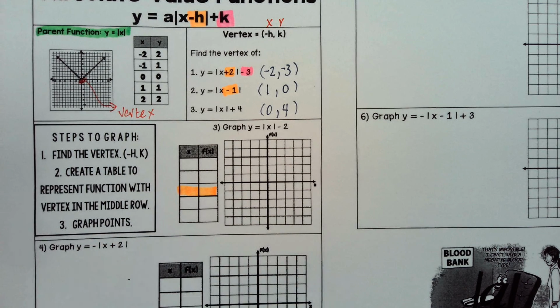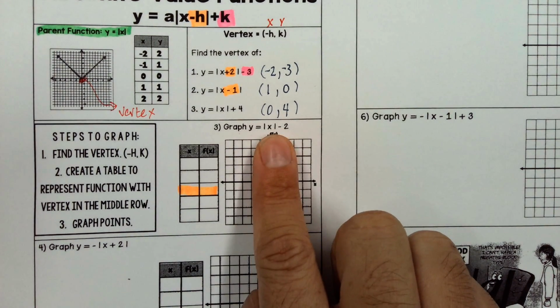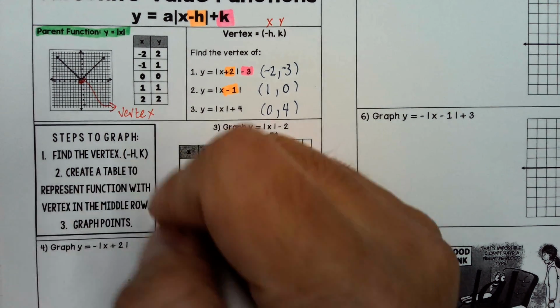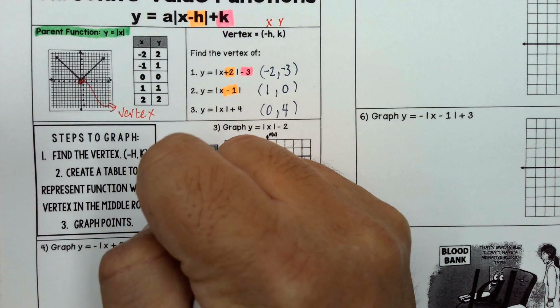And then we're going to graph the points. And it's always going to have that typical V shape. So you guys ready? So this is going to be our function that we're going to graph. y equals the absolute value of x minus 2. Okay? First thing we're going to do is identify the vertex. And that value is going to go here. I'll put a little V there for vertex.